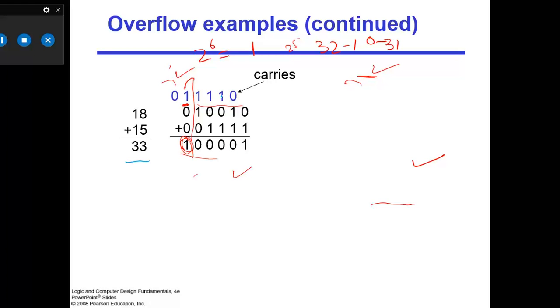No end carry is generated, so your answer is wrong due to overflow. Because 18 plus 15 is going to be 33, and this cannot be compensated in this format. Sorry, this answer is not right, because these numbers cannot be represented in this number of bits in the signed format.